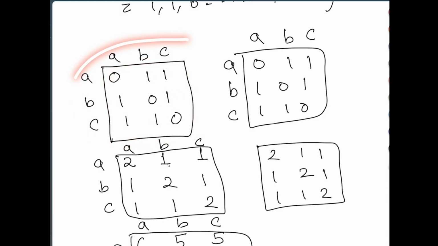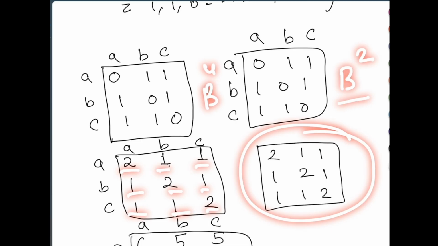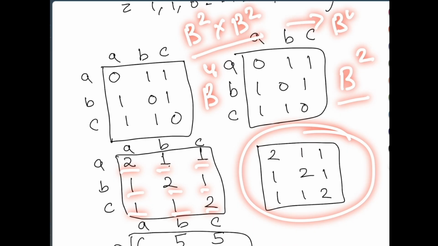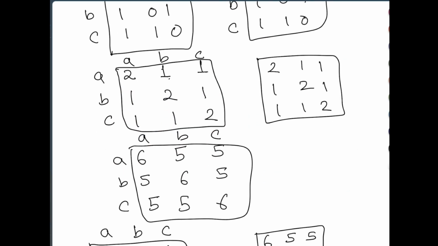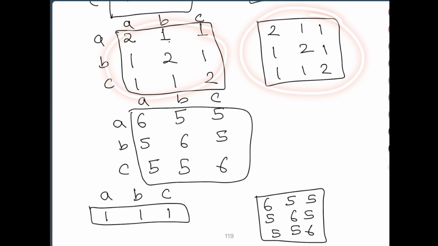You will multiply this matrix with this matrix. After matrix multiplication, the output is going to be 2, 1, 1, 1, 2, 1, 1, 1, 2. This is your new matrix. Now this is B square, right? You will have to find B to the power 4. So you can say B square multiplied by B square, right? So it will be B to the power 4. So what you can do is, you can just do the matrix multiplication again. You will multiply this with this again, and this time it will be 655, 565, and 556.